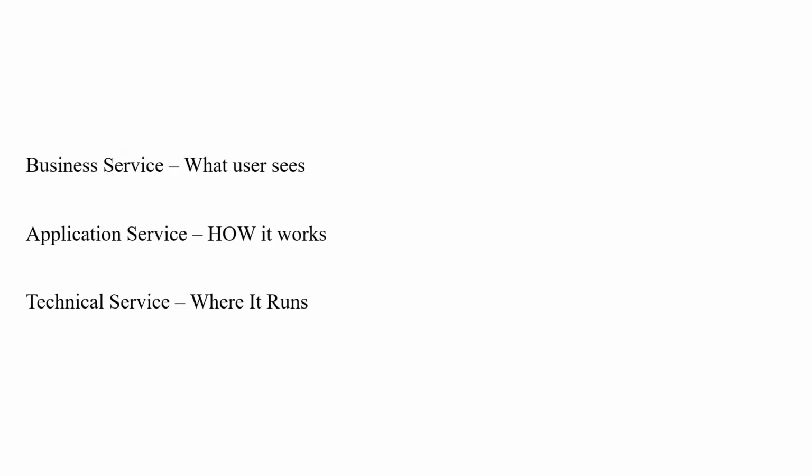So in conclusion, we can divide into 3 layers: business service, application service, and technical service. Business service is what users use, for example the online banking app. Application service is how it works, for example the payment app. Technical service is where it runs, for example the database servers.